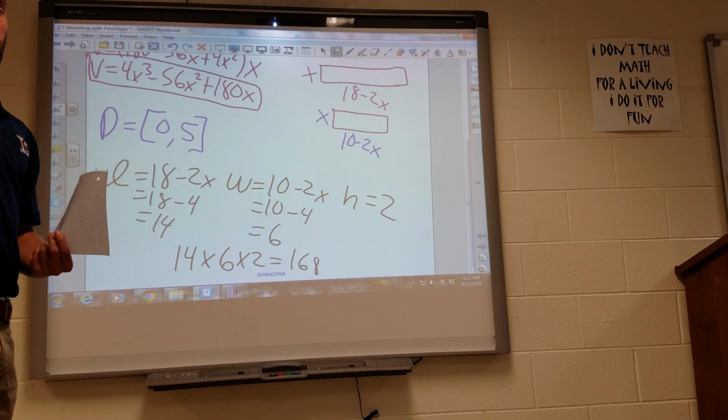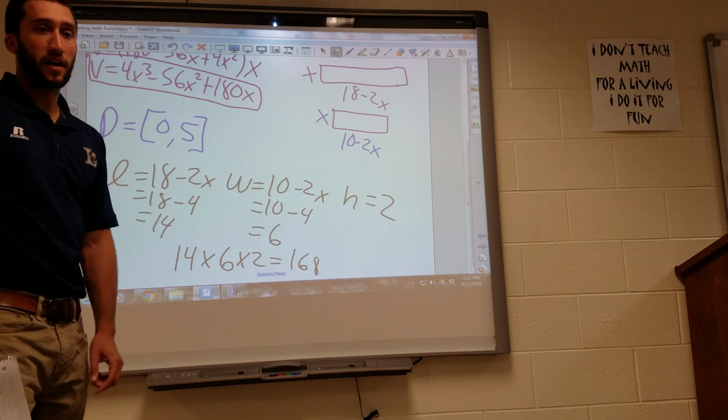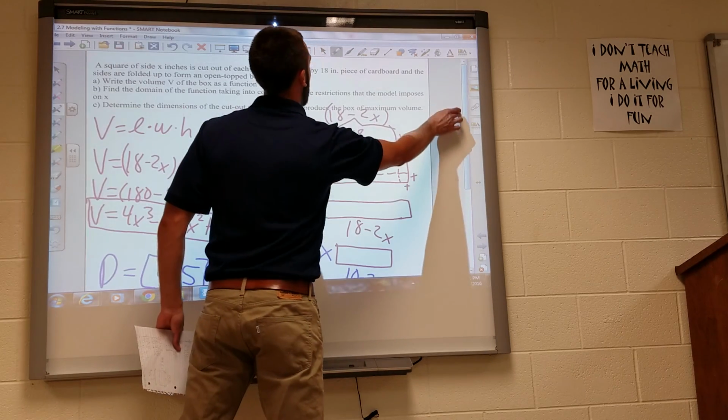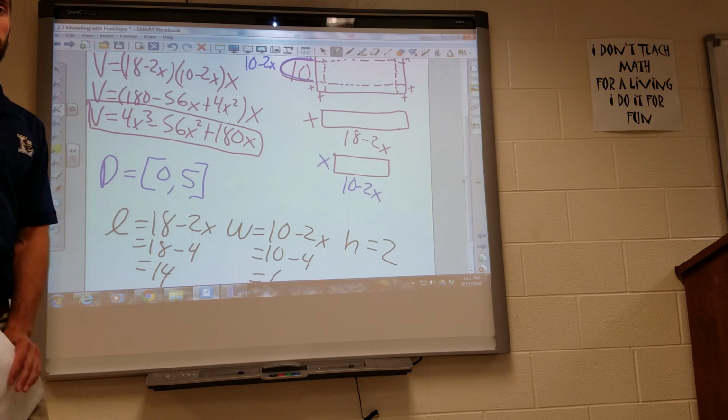which checks what our graph showed us, that the maximum volume our box can reach is 168 inches cubed. I believe they said inches. And since we're talking about volume, the units are cubed.